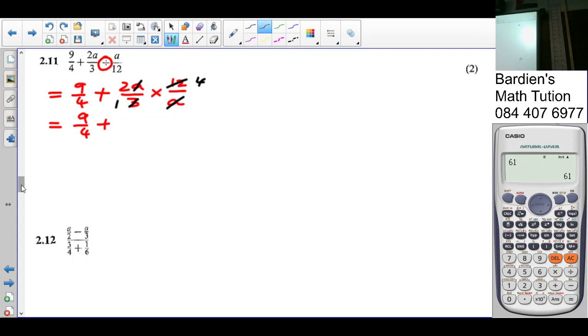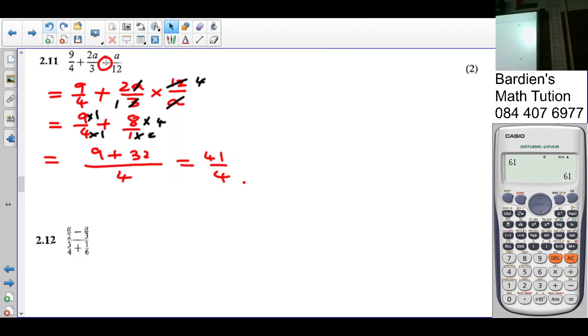So what do we have here? 2 times 4 is? 8. So it's 8 over 1. So what's your LCM here? 4. So multiply this by 1. This by? So 9 times 1 is 9 plus 32. 32 plus 9 is 41. There are no variables here. So here I don't write 9 times 1 and 8 times 4. Once there are variables, then I start writing things like that. Okay?